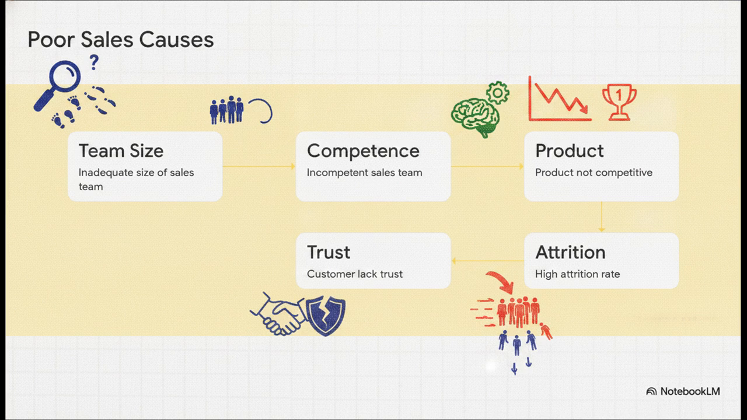Now, to manage this risk, we have to play detective and do some causal analysis. We literally have to walk backward from the painful symptom to find the root causes. Why exactly are sales tanking? Is the sales team too small? Are they just incompetent? Is the product uncompetitive now? Are we losing staff left and right, or do customers just not trust the brand anymore? We've got to dig in and investigate.